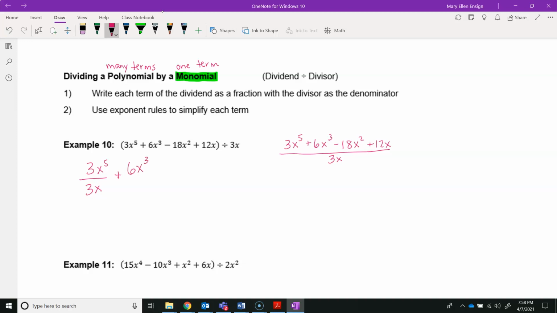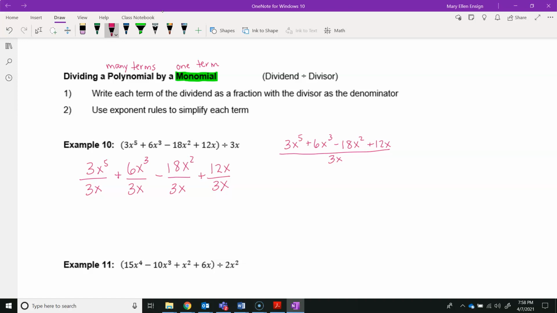So 3x to the 5th divided by 3x, and then 6x to the 3rd divided by 3x, minus 18x squared divided by 3x, plus 12x divided by 3x. Now I can really clearly look at dividing each of those terms by that 3x.